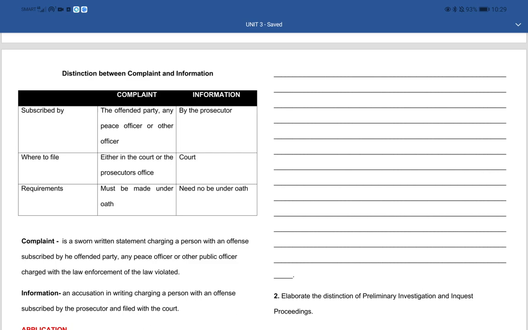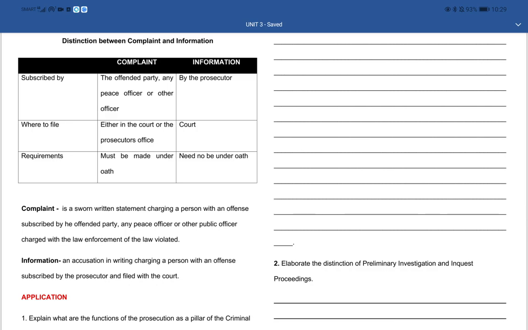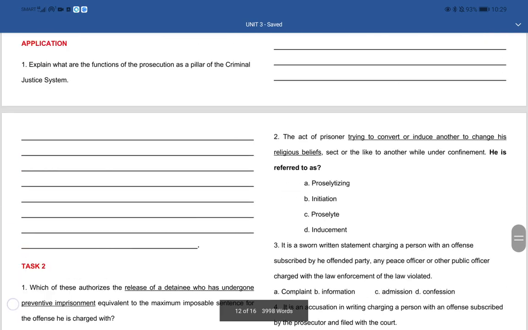Okay, what is complaint? Complaint is a sworn written statement charging a person with an offense, subscribed by the offended party, any peace officer or other public officer. So, sworn written statement ni siya. Pag mo-complain ka, while nag-istorya ka, it must be reduced in writing with your lawyer, with the police officer. Then, information is an accusation in writing charging a person with an offense, subscribed by the prosecutor and filed with the court.